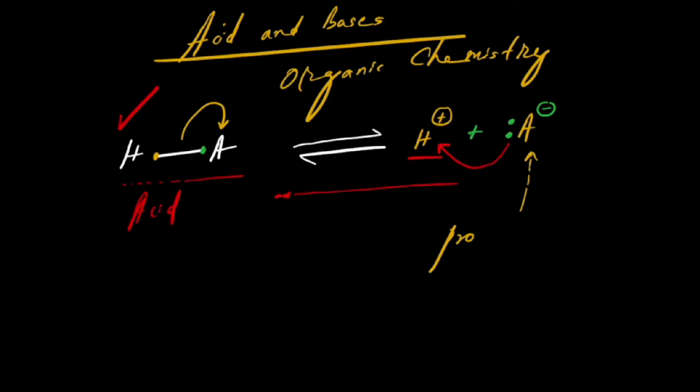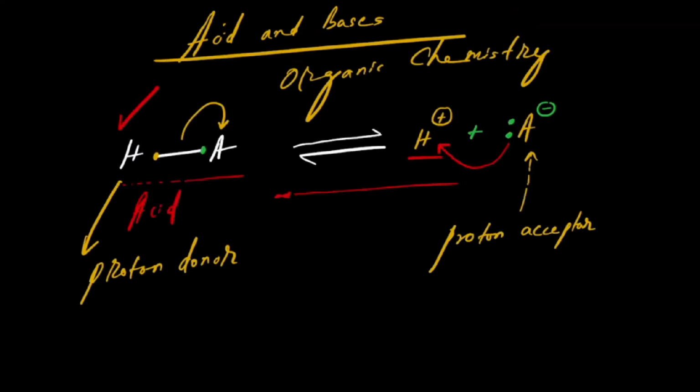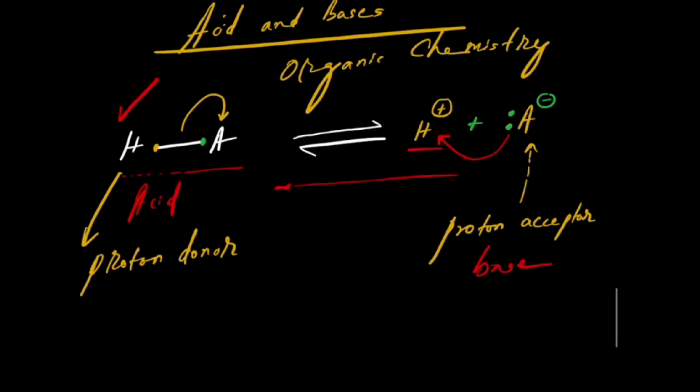This is proton acceptor. This is acting like a proton donor. Okay. Now proton acceptor is called what? Proton acceptor is called a base. So what is the base here? This is base. This A minus is acting like a base.